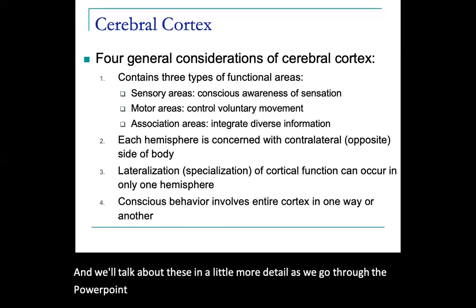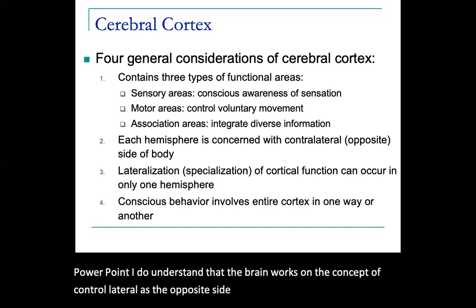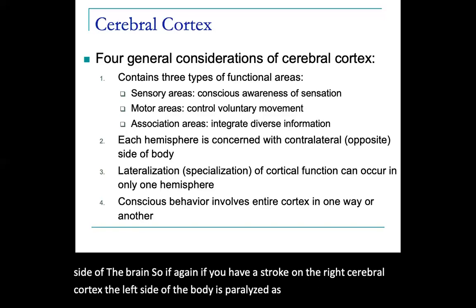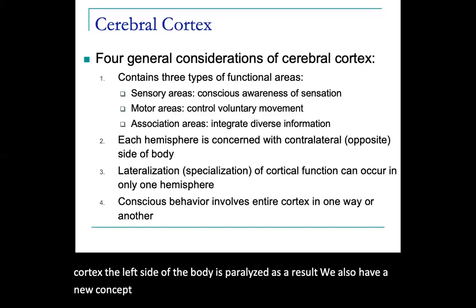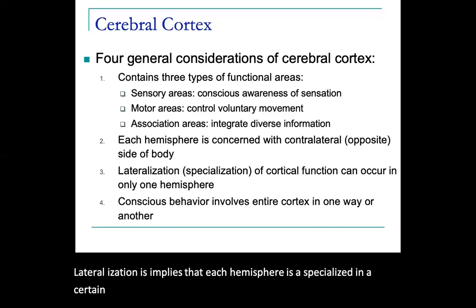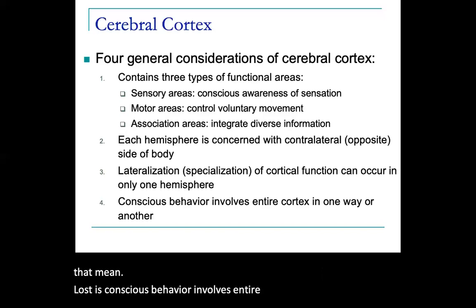Do understand that the brain works on the concept of contralateral, as the opposite side is controlled by the opposite side of the brain. So if you have a stroke on the right cerebral cortex, the left side of the body is paralyzed as a result. We also have a new concept that I didn't discuss with you guys last time, referred to as lateralization. Lateralization implies that each hemisphere is specialized in certain tasks, and it becomes clear as we go through the PowerPoint what that means. Last is conscious behavior involves the entire cortex in one way or another.